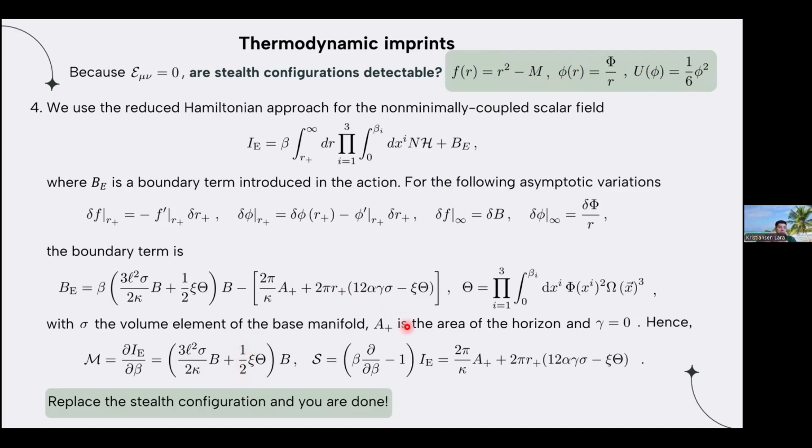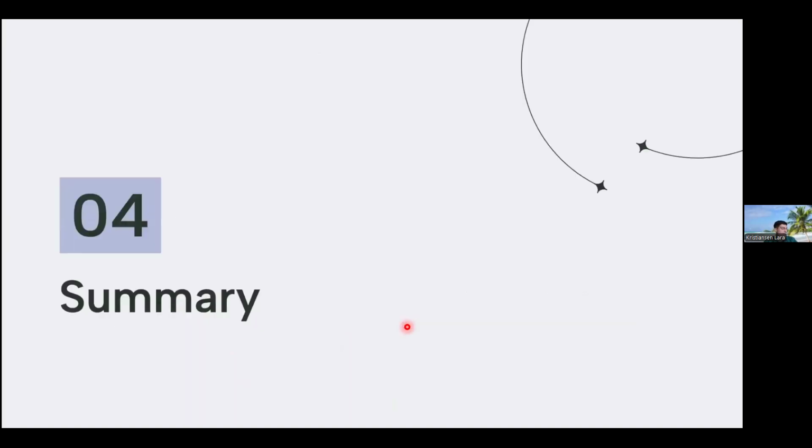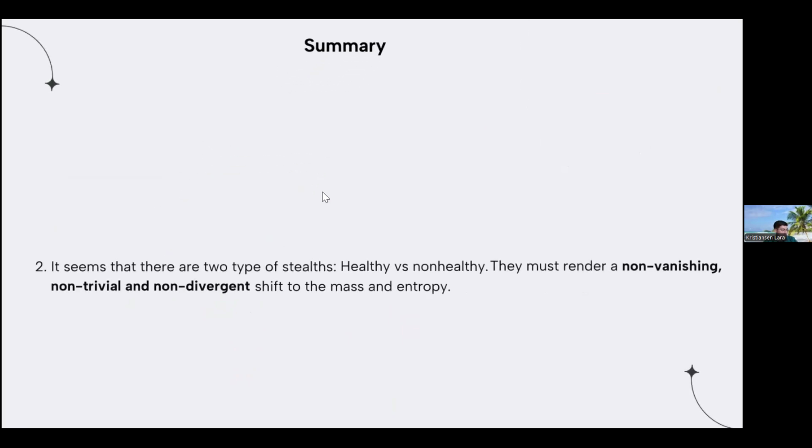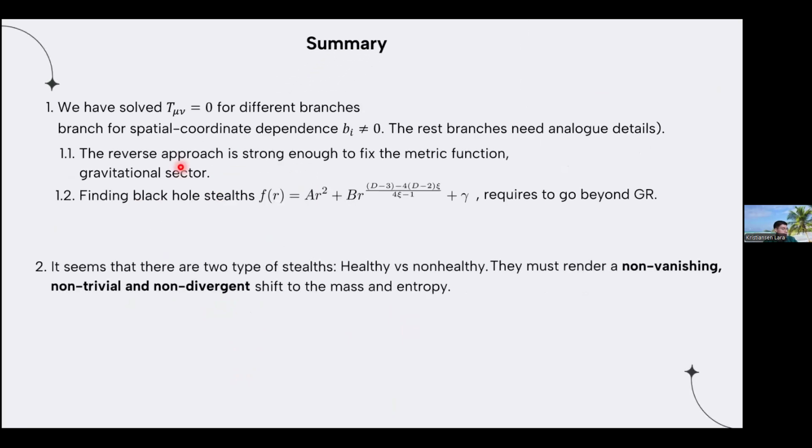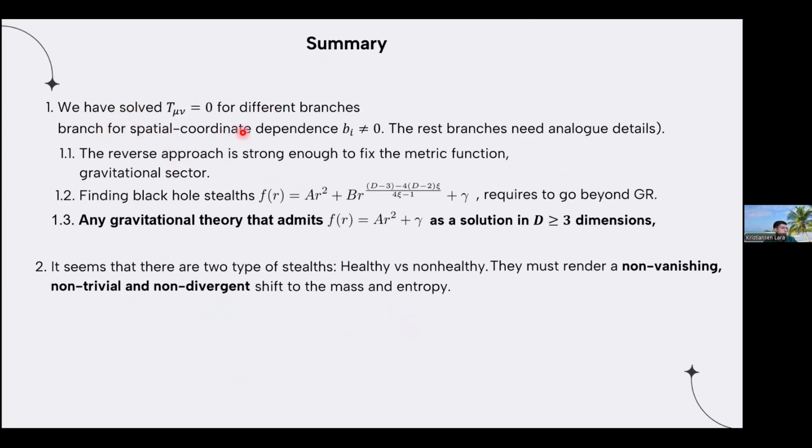And this shift must satisfy some criteria. It has to be non-zero, non-trivial, and non-divergent. So this suggests that there will exist some classification of stealths. We are writing about that. So in conclusion, we have solved T mu for different branches, for spatial coordinate dependence different from 0. The remaining branches need analogous details. The reverse approach is strong enough to fix the metric function without specifying the gravitational sector, and finding black hole stealths like this requires going beyond GR.